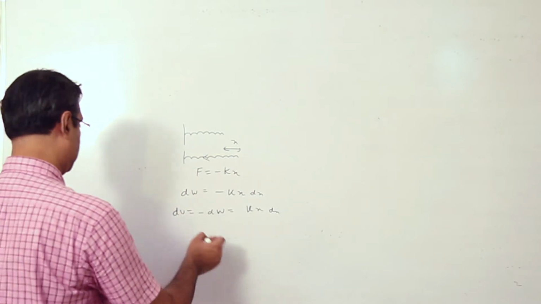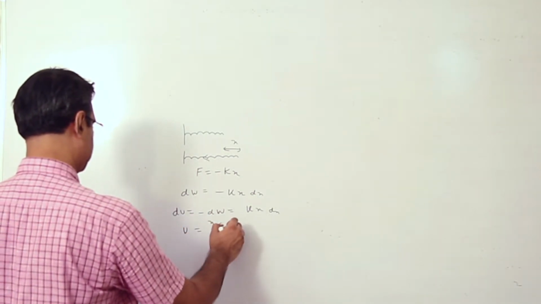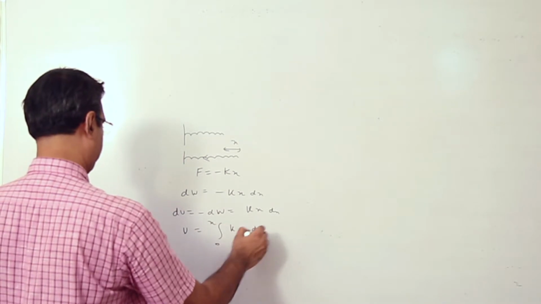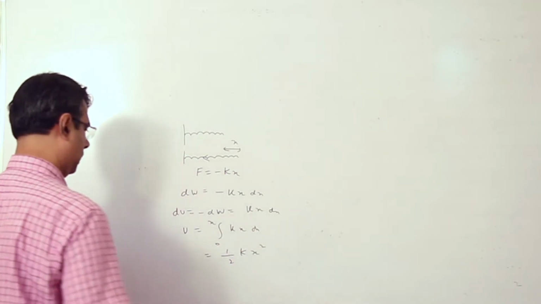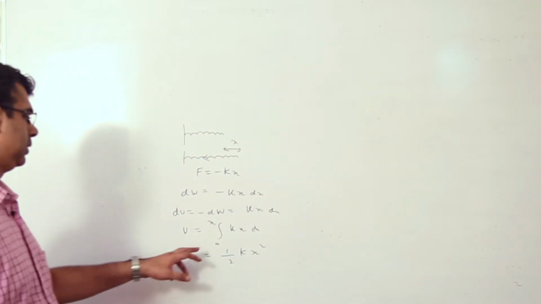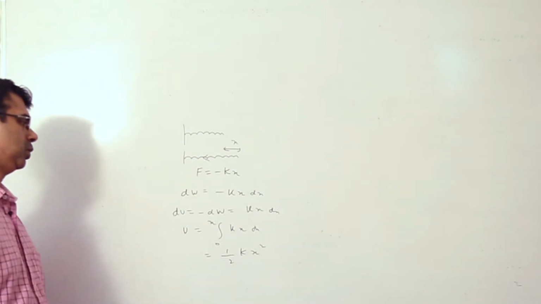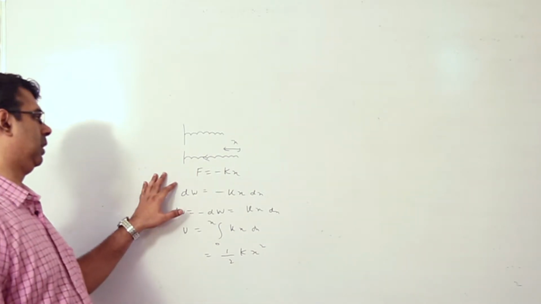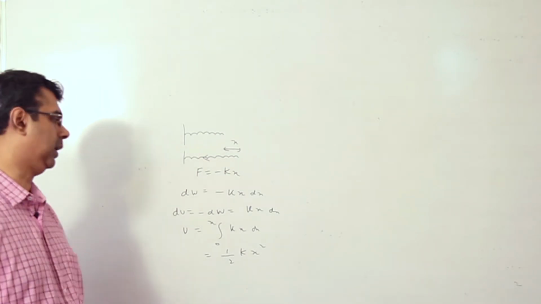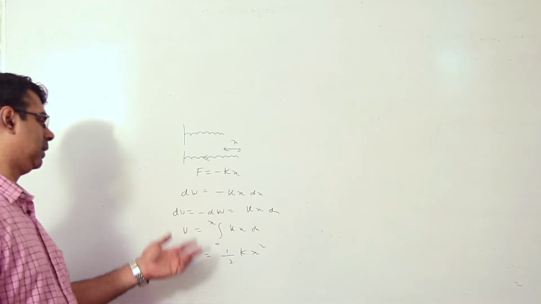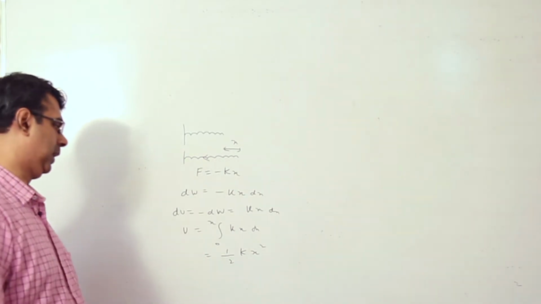So if you elongate or extend it by a distance x, then the potential energy acquired by the spring, as you can see, integration 0 to x kx dx, it will be half kx square. So in this case, the reference potential energy corresponds to the natural length of the spring, and if you either elongate it or compress it, then the potential energy will become half kx square.